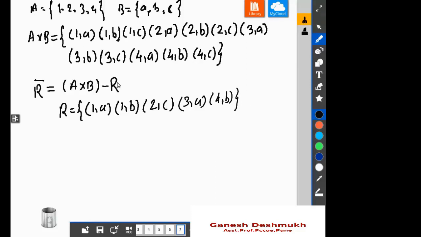So I should subtract the relation R pairs from the A cross B, then I will get the R complement. So subtract pair by pair. So (1, a) I should subtract from A cross B, so this will go. Then (1, b) subtract, this will go. Then (2, c) subtract, this will go. Then (3, a) subtract, this will also go. And last pair (4, b) subtract, this will go. So what is left? Pairs 1c, 2a, 2b, 3b, 3c, 4a, 4c.